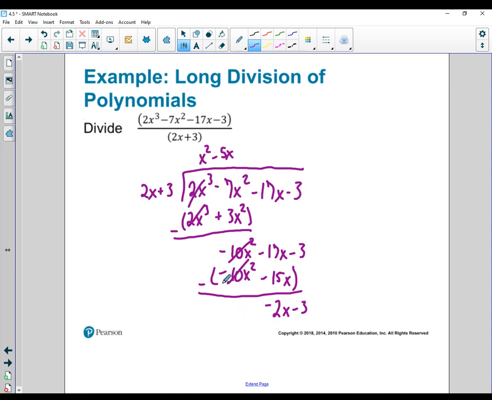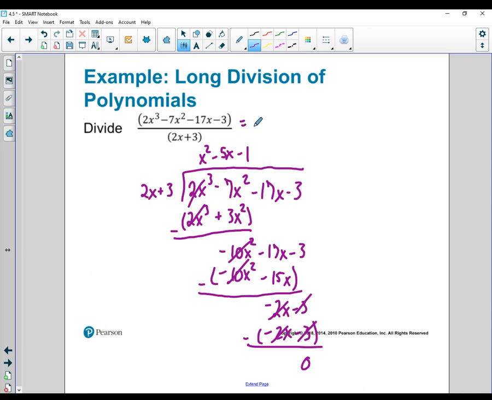And now one last time, 2x times what gives me negative 2x? Negative 1, right? And then I'm going to get negative 1 times 2x, which is negative 2x. Negative 1 times 3, which is minus 3. And then we're subtracting that whole thing. Negative is a positive, negative is a positive. Negative 2x plus 2x is 0. Negative 3 plus 3 is 0. So our remainder is 0.